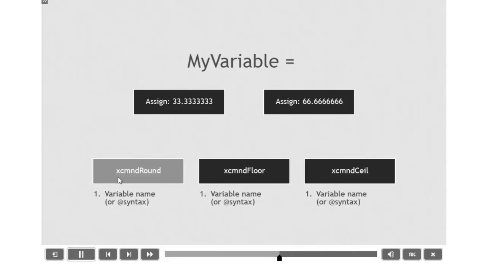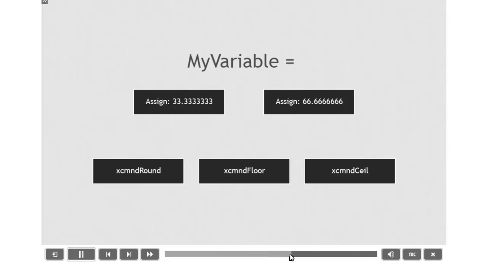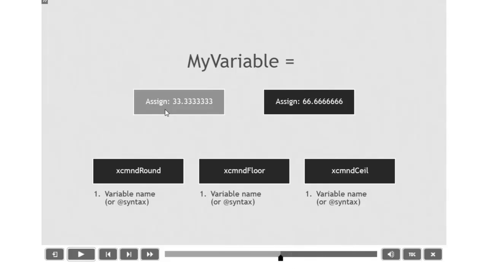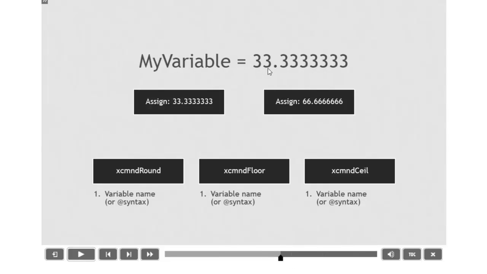Okay, the first one here is xcmd round, and I'm going to show you an example of how that works. Whoops, those little information things down the bottom jumped away. Okay. Say I've got my variable here, it's 33.3333, etc. If I assign that variable's name, my variable, to the xcmd round command variable, it's going to round it to the nearest number. The same if it's 66.6666, etc. It will round it to the nearest number, which is 67.